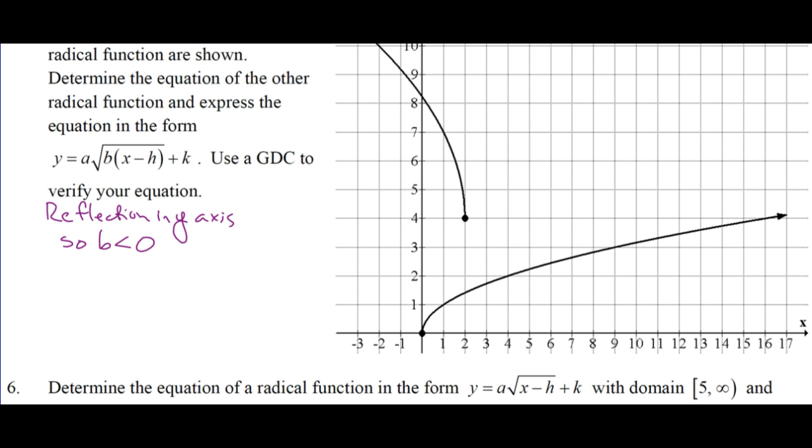So what's going on then? If I go over 1 from the vertex, left or right, so normally I go here, I go up 1. So I went here, I went up 3. So there's a vertical stretch by a factor of 3. Okay, so let's say that. Well, we know there's a reflection in the y-axis, so we know that b is less than 0, and we know there's a vertical stretch by a factor of 3.